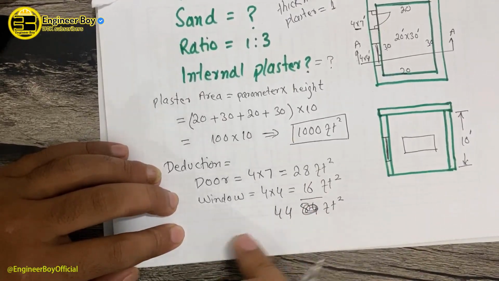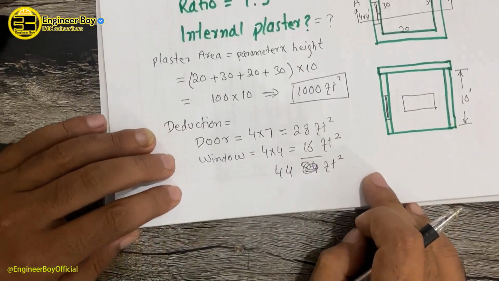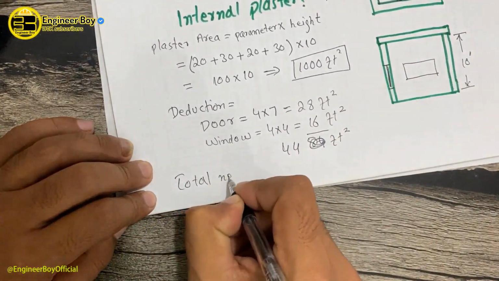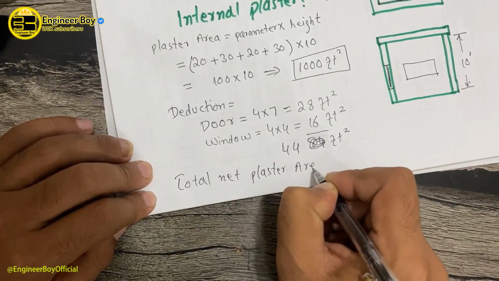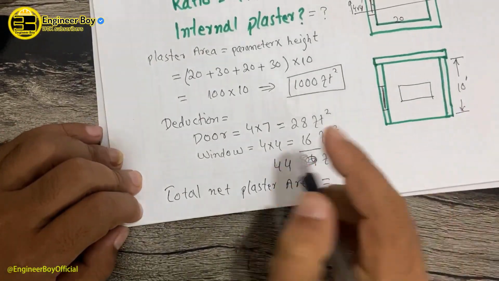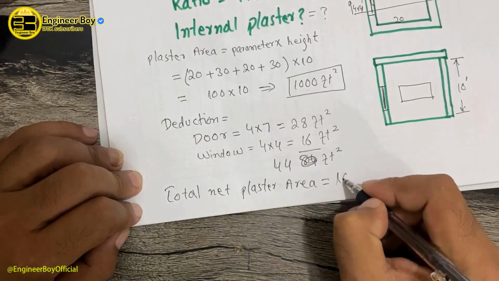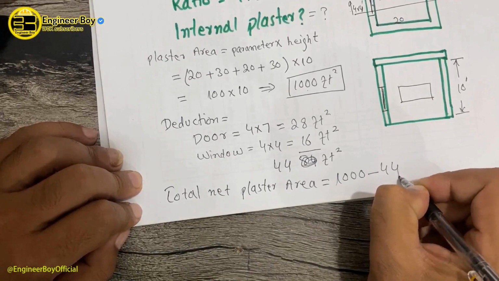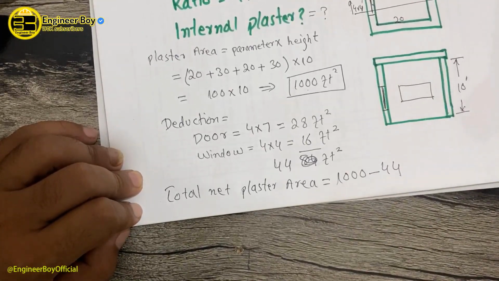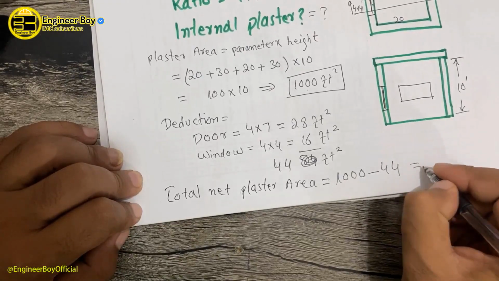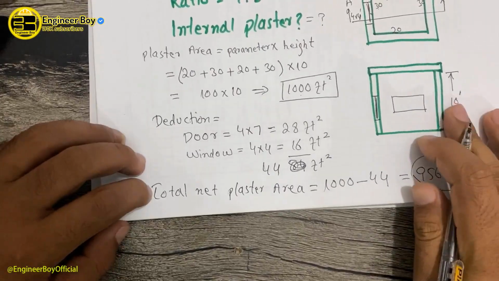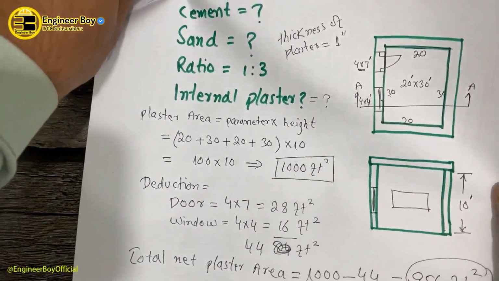So adding these deductions. Now remember the total net plaster area is going to be the total plaster, which is 1000, and we subtract 44. So we have the total net plaster, and that's going to be 956 square feet. Once we have the area, let me just make some room for myself.